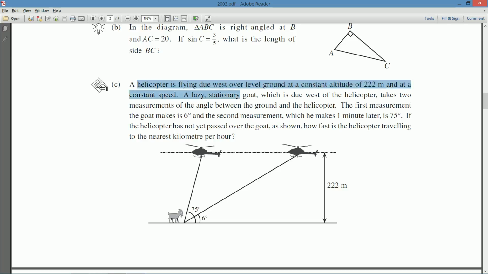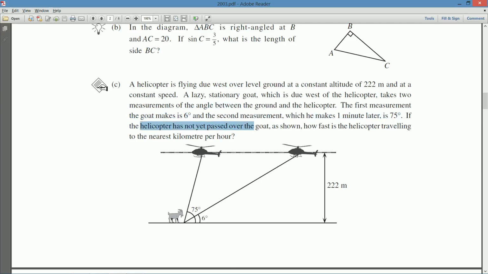Okay, C. A helicopter is flying due west over level ground at a constant altitude of 222 meters, and at a constant speed. A lazy stationary goat, which is due west of the helicopter, takes 2 measurements of the angle. Actually, a goat that can take measurements of an angle is not a lazy goat, it is a mathematically inclined goat. So it takes 2 measurements of the angle between the ground and the helicopter. The first measurement is 6 degrees, and the second, made 1 minute later, which is probably going to be key, is 75 degrees.